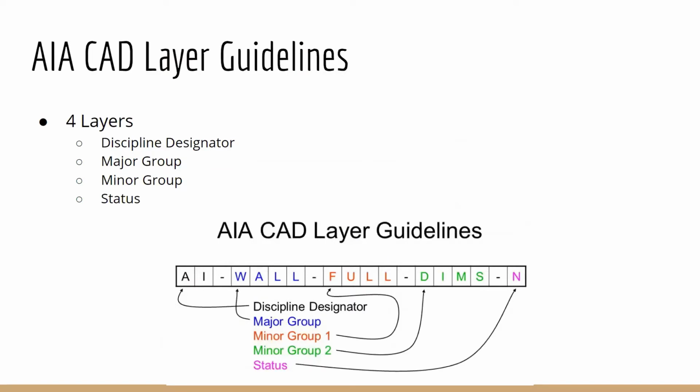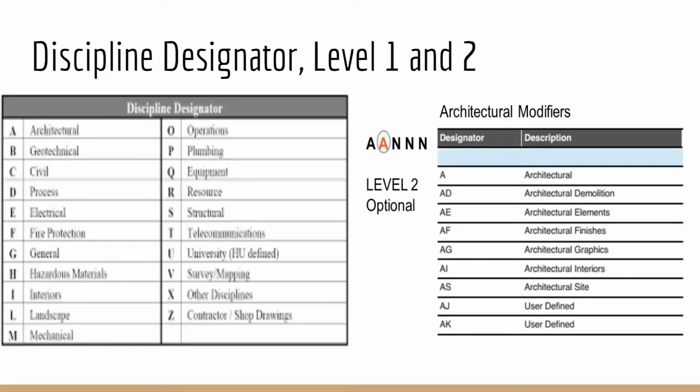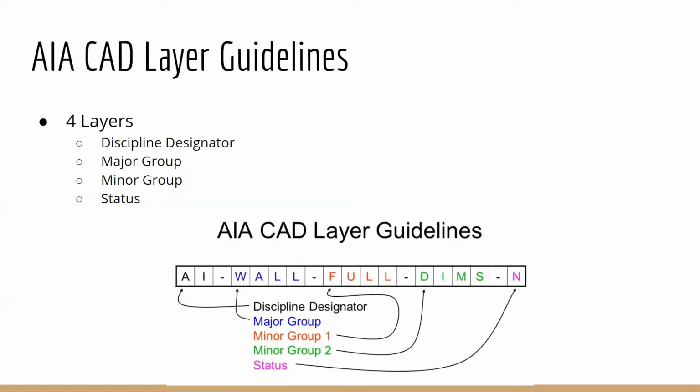AIA CAD layer guidelines need to be followed when creating an AutoCAD layer name. The CAD layer guidelines are made up of 4 different layers, which are the discipline designator, major group, minor group, and status. The minor group can also be split into 2 subgroups. The discipline designator and major group are mandatory. However, the minor group and status are optional.